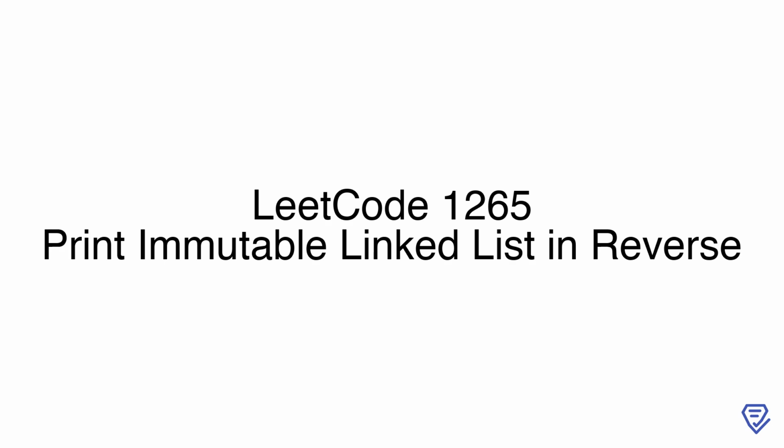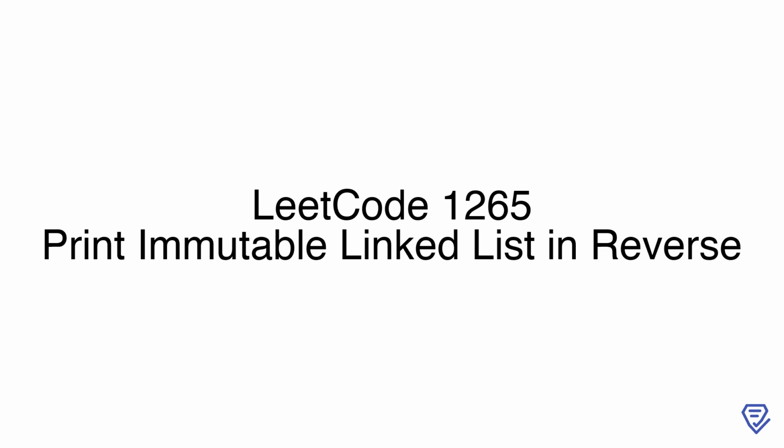Welcome to this problem walkthrough. In this video, we'll be tackling LeetCode problem number 1265, print immutable linked list in reverse. This problem brings an interesting challenge due to the immutability constraint, which means we can't modify the linked list directly. We'll explore the problem, consider different approaches, and arrive at an efficient solution.